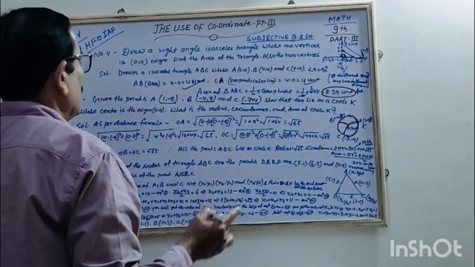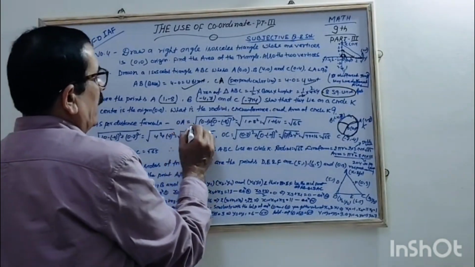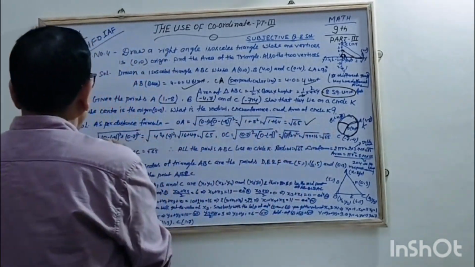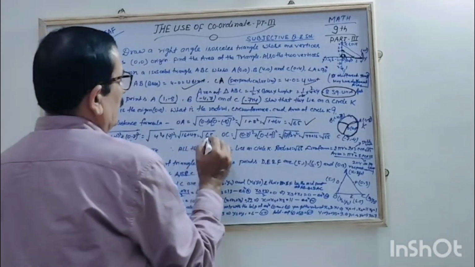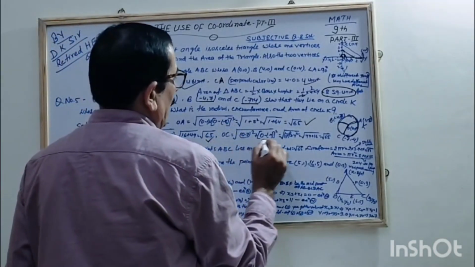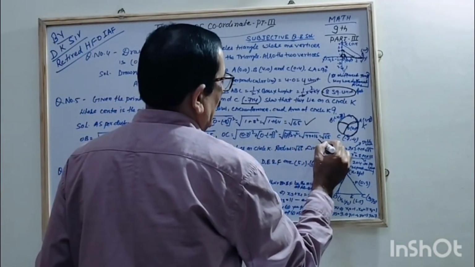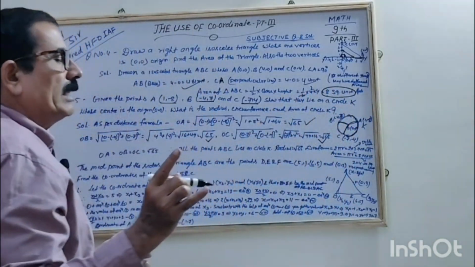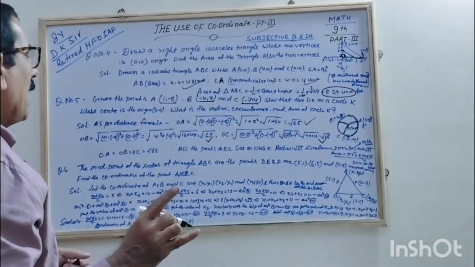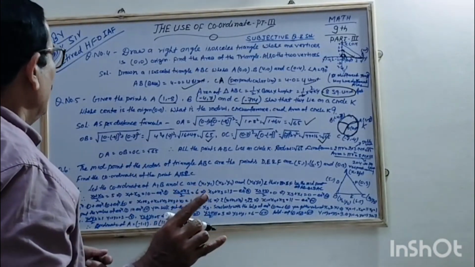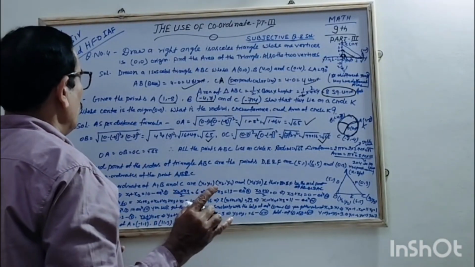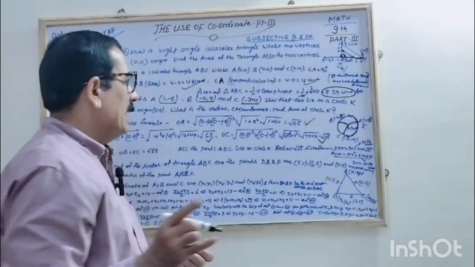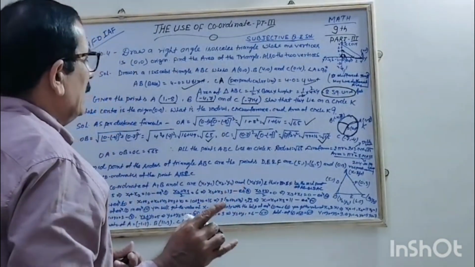As per the distance formula, we can find OA. When we find OA, we get root 65. OB we also found to be root 65, and OC also root 65. All three are equal, which means they are on the circumference. That is, OA equals OB equals OC equals root 65. All the points A, B, C lie on the circle K.